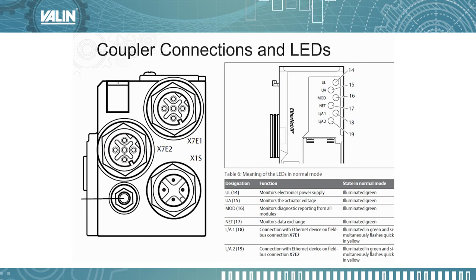The LEDs on the right are pretty self-explanatory. Basically, when you have everything working right, you want to see all the lights green, except for LA1 and LA2 may be flashing between green and yellow. Those are just telling you that there's communication going on that connector, the X7E2 and X7E1.